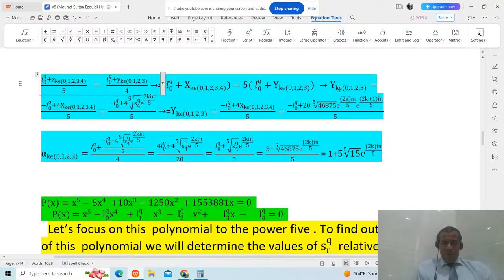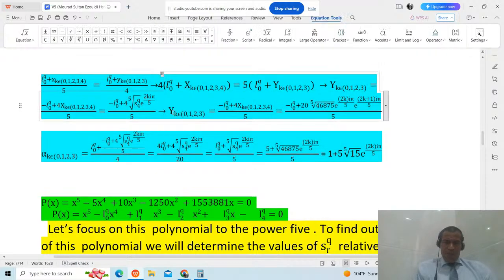You will find the value of yk from 0 to 3 equals negative x0 cubed plus 4 times xk, 0, 1, 2, 3, and 4, over 5. So the formula will be like that. Therefore, this implies that yk from 0 to 3 is negative x0 cubed plus 4 multiplied by this. Okay, 4 only. Then I will erase this.